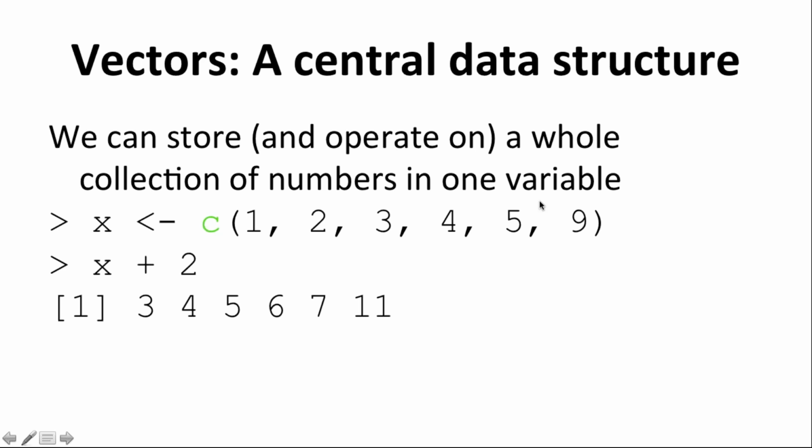So I can simply create a vector of numbers, 1, 2, 3, 4, 5, and 9. I have 6 numbers separated by commas. You can think of these as each being a different cell in one column in Excel, and I can assign that to a single variable. And then I can do calculations on that single vector, for instance, adding 2. What it would do is the 2 is being added to every single element in my vector X. And you can see the output here. 2 plus 1 is 3, 2 plus 2 is 4, and so on.